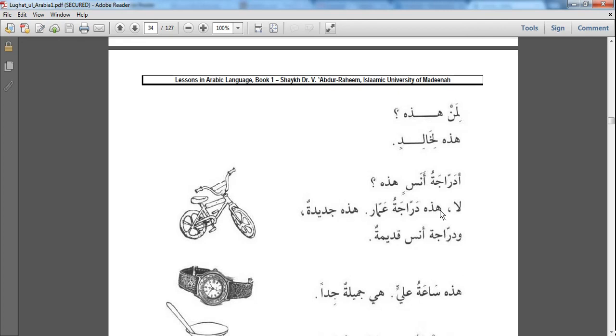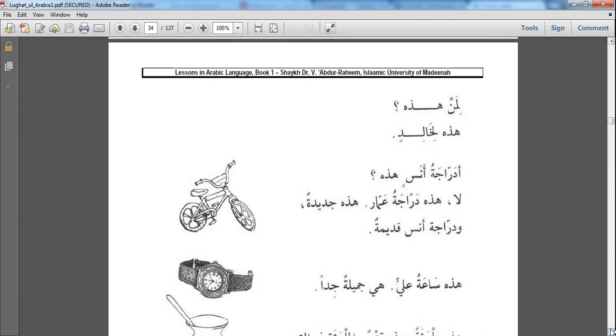Now you're noticing that in some cases they're not putting down the harakat because you're supposed to work out what harakah is supposed to go there. And we've learned that mudaf and mudaf ilayh, it gives the mudaf ilayh kasra. So in this case, darrajatu Anasin, Anas's bike, qadimatun is old. هذه ساعة علي هي جميلة جدا. This is Ali's watch. It is very beautiful.